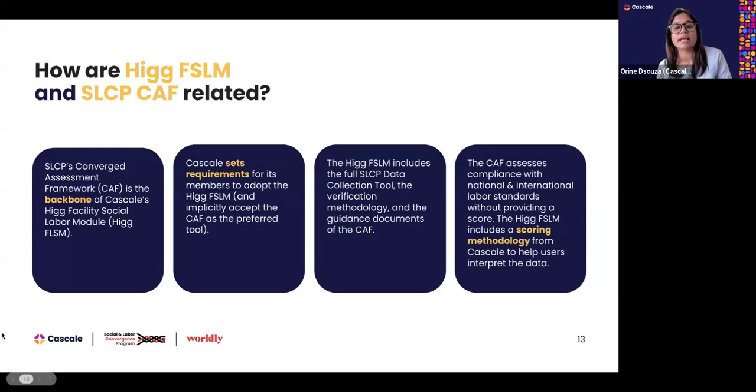Hence, Cascale has taken a lead and an initiative to provide the scoring methodology, through which we can see how the risks are, how the data can be read, look at the social performance, and further build a corrective action plan or improvement plan needed for the industry. By this, over to Gabby.